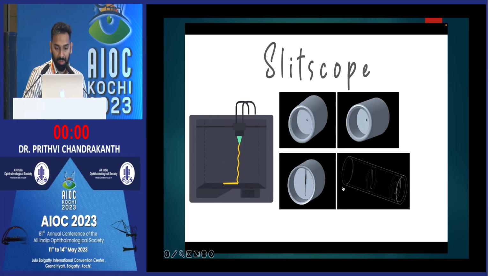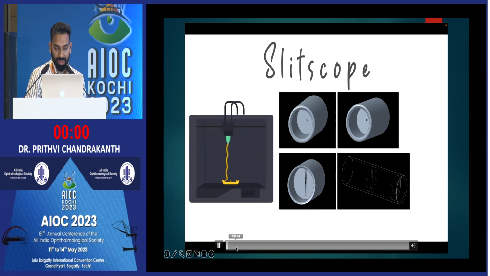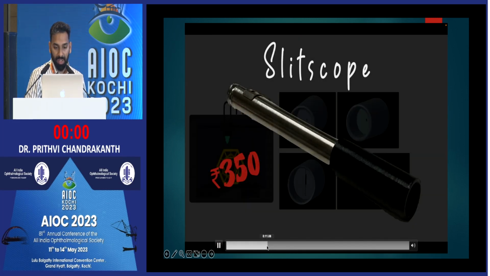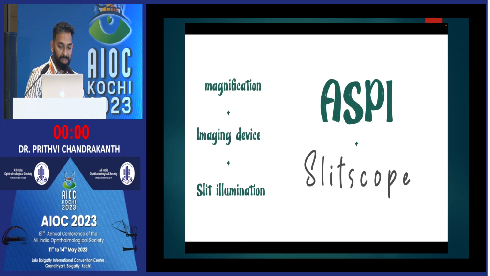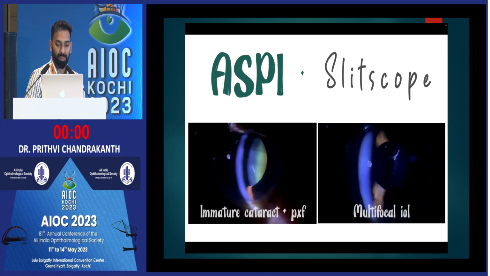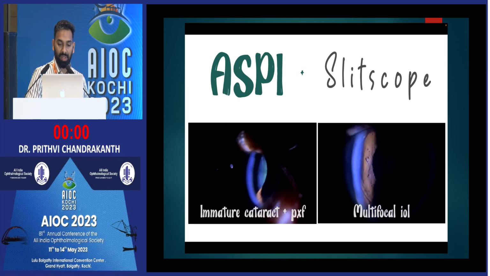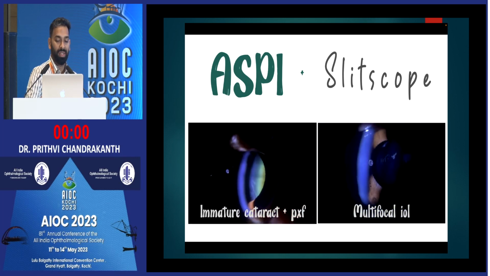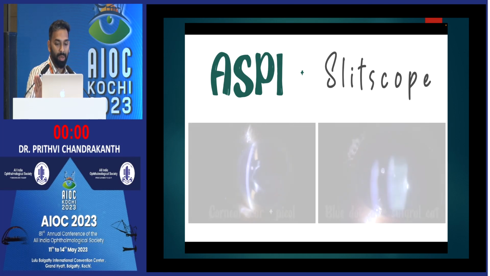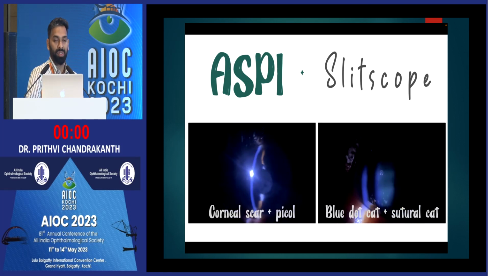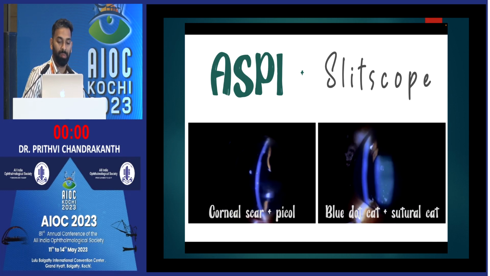So these are my innovations on 3D. This is the slit scope which I have designed. It's just with the torch, just 350 rupees. And the best part is with the ASP, which is a magnifying device, we are able to take these kind of images and videos without a slit lamp. There is no slit lamp involved in this, and it gives exactly the quality of image that you take in slit lamp.